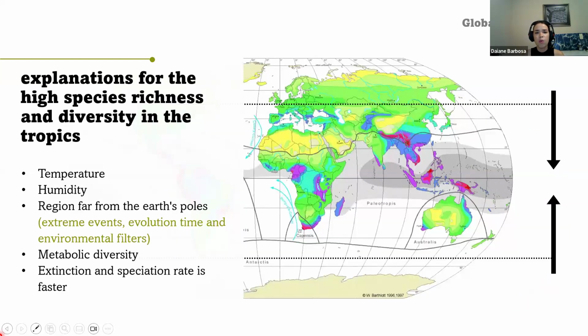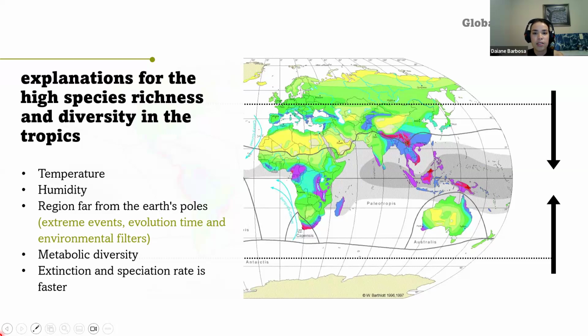So, but why does this happen? Why is most of the species in the tropical areas and not in the temperate areas or in polar areas? This is a complex question that has a lot of discussion in science, and for years and years we have had a lot of hypotheses for this, but I'm bringing here the main ones.